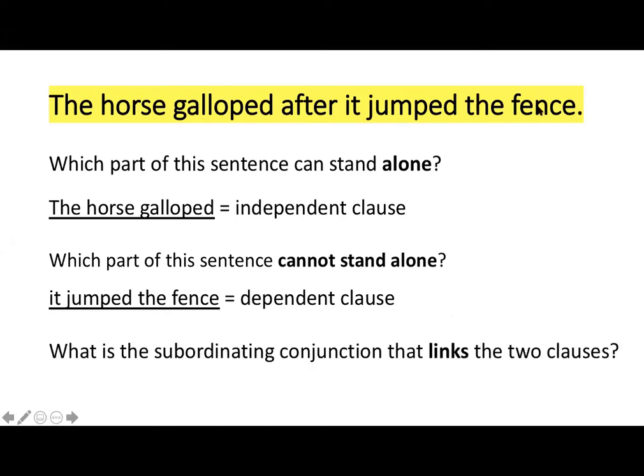What is the subordinating conjunction that links the two clauses? So subordinating conjunction, that's two big words, but a subordinating conjunction is a word that links two clauses together. Can anyone tell me what the subordinating conjunction is that links these two clauses? So we've got one independent, one dependent clause. What is the one word that links these two together? Cherry. It is the word after. Correct. Well done. The word after is our subordinating conjunction.